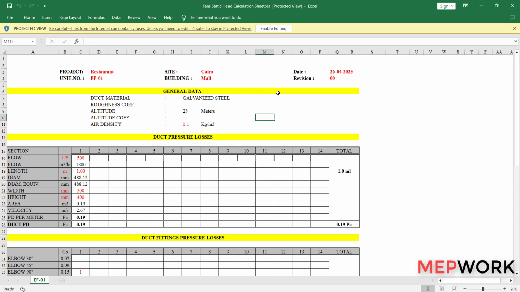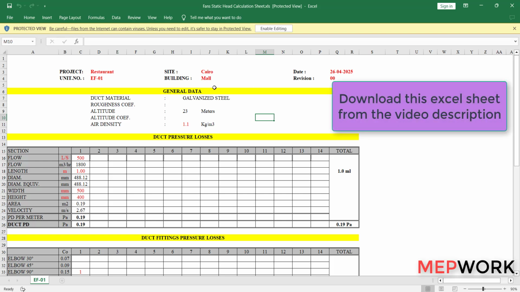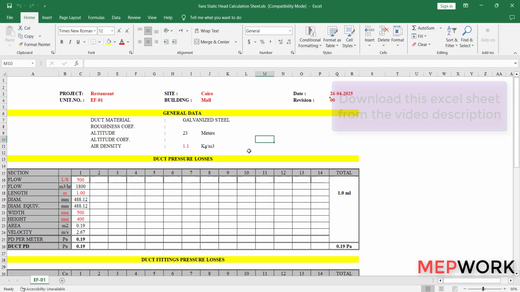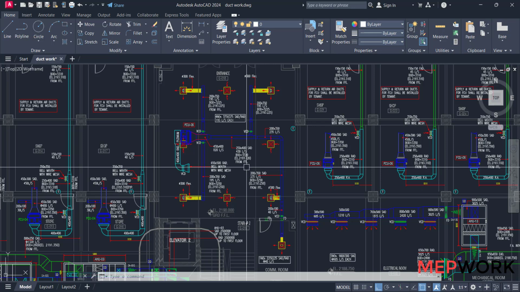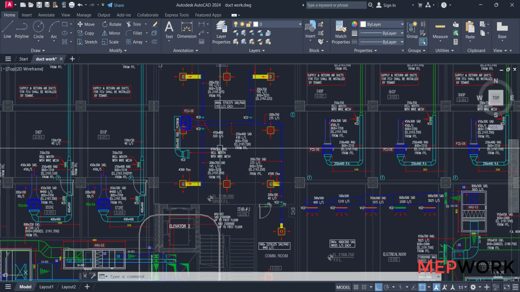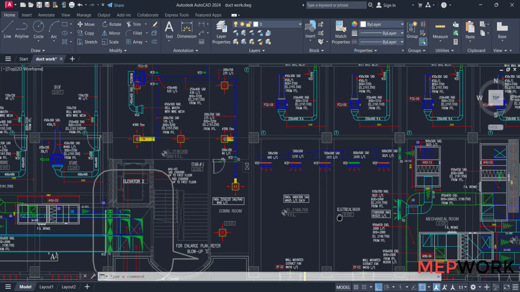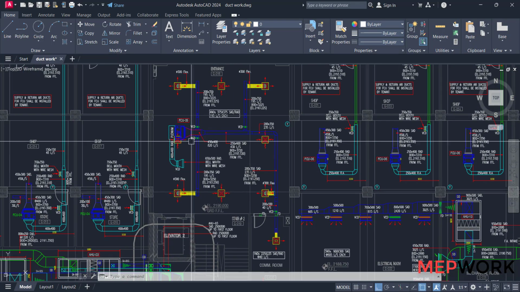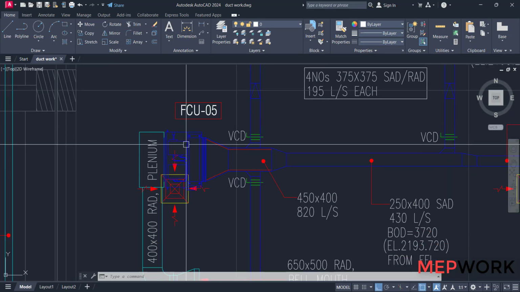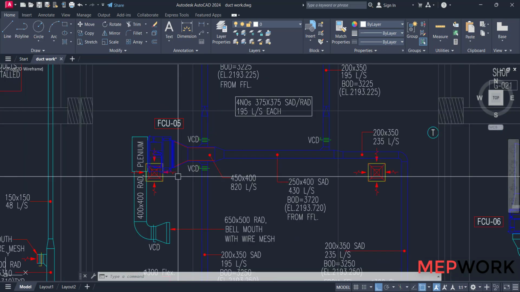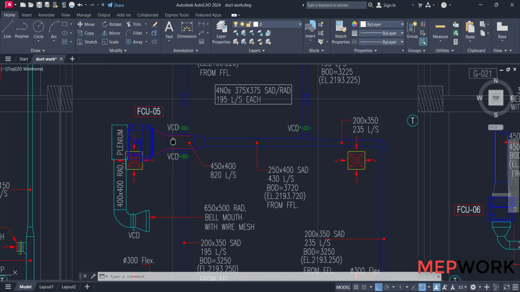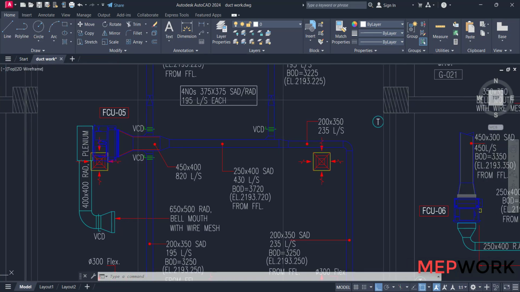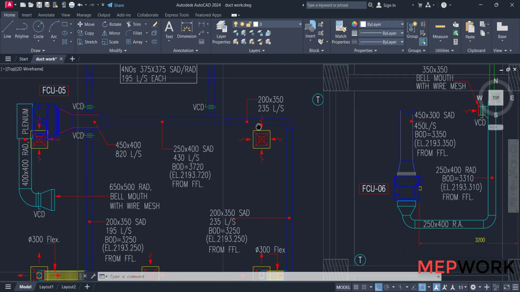We will use this Excel sheet to calculate fan static head or duct friction loss. You can download it from the download link in the video description. And to calculate duct friction loss, we brought this ductwork example to practice on it. This duct network consists of fan coil units and air handling units. I chose this fan coil unit to find its external static pressure, FCU05.